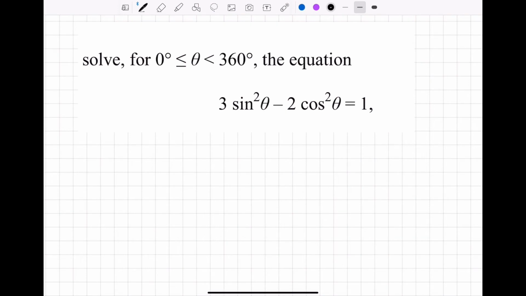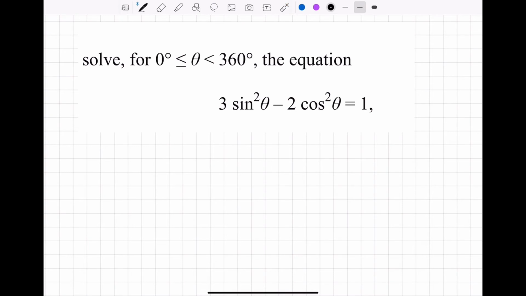For this question, I want to solve this for theta between 0 and 360, so we're working in degrees. If this was in radians, it'd be between 0 and 2 pi. We want to solve the equation 3 sine squared theta minus 2 cos squared theta equals 1. So we have both sine squared and cos squared at the moment, which we don't like. So we're going to put them either all into sines or all into coses.